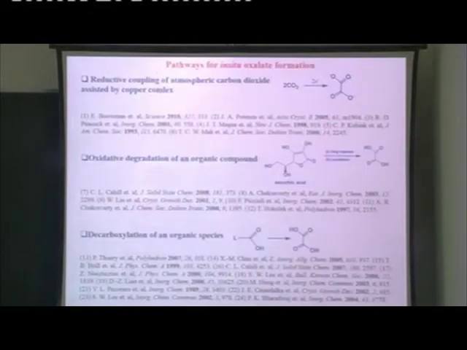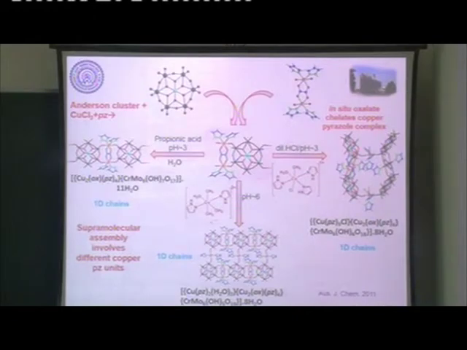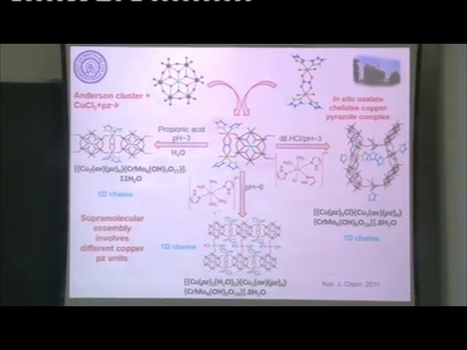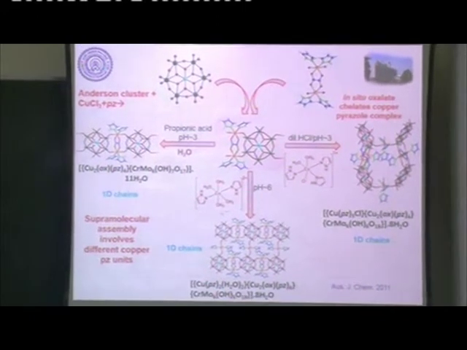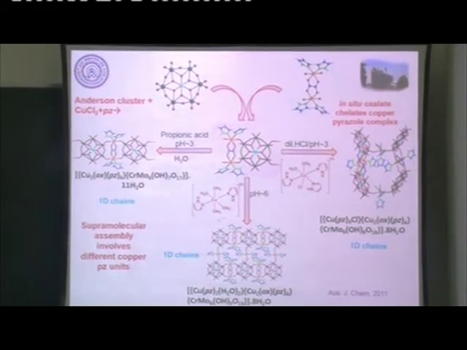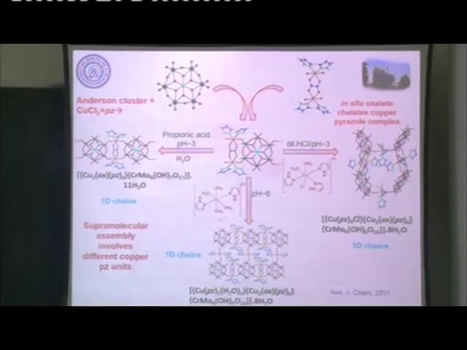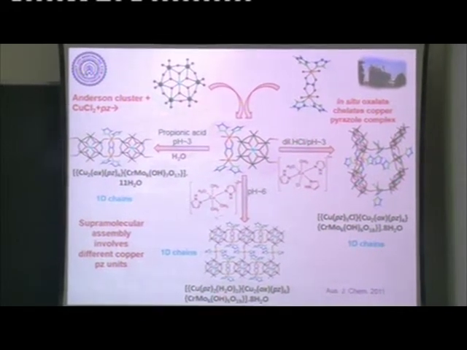There is a lot of literature, and I will share it so you can read it later. There are n number of compounds which occur in the presence of in situ formation of oxalates. But at least our reaction conditions are controllable. Under these conditions, this cluster condenses with the copper oxalate complex. These things are all reproducible. There is no problem. It may appear to be a very complex species, but it's not really complex.